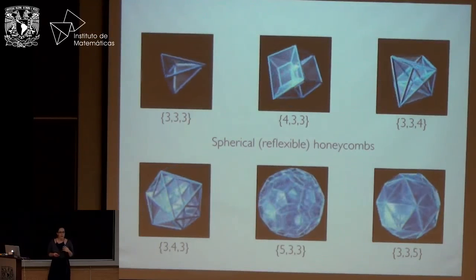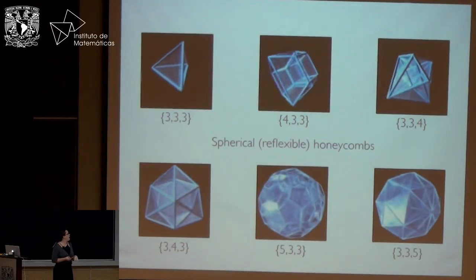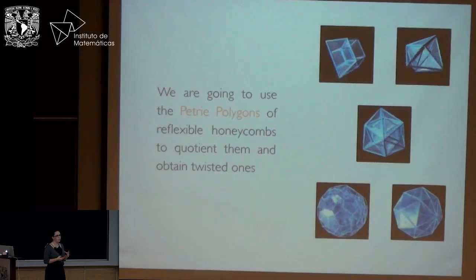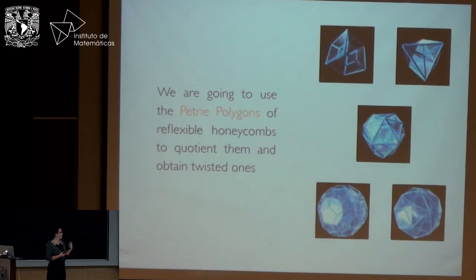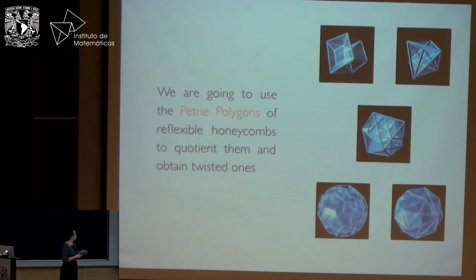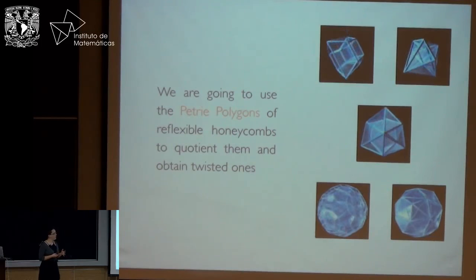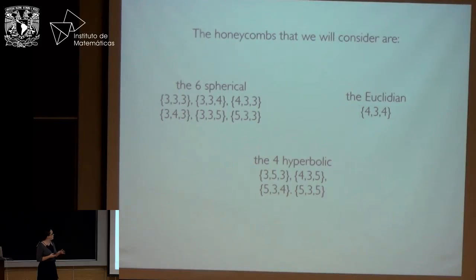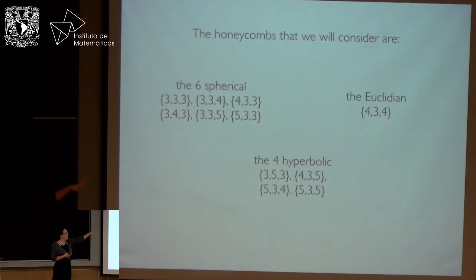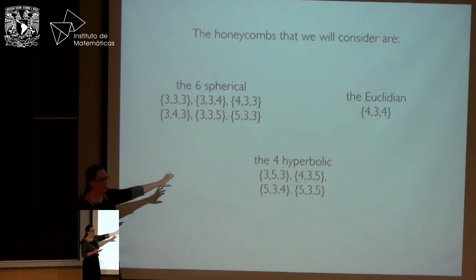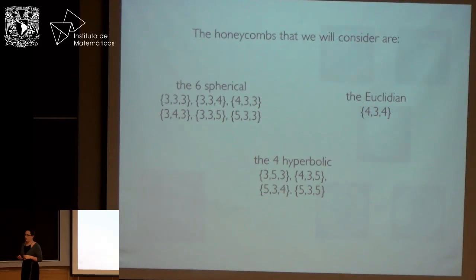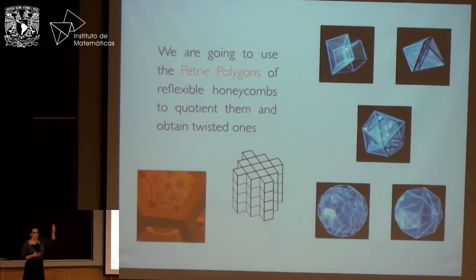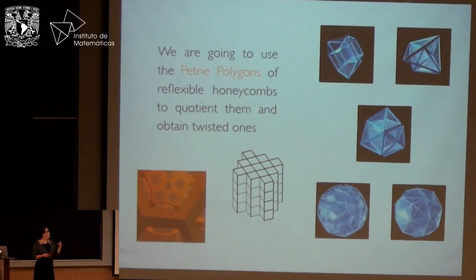Now, what Coxeter did, as I said, these are reflexible. And the idea that Coxeter had was to use what he called Petrie polygons of reflexible honeycombs to obtain quotients that are twisted. For the next, I don't know, 20 minutes or so, the honeycombs that I'm going to be thinking about are these honeycombs: the 6 spherical ones that I just showed you, the Euclidean one, the tessellation of space by cubes, and then these 4 hyperbolic ones. So everything that I'm going to say in the next few minutes applies to any of those 11, right? So really what I'm saying here is I'm going to take Petrie polygons of any of these 11 and then do something. So I'm going to take Petrie polygons.